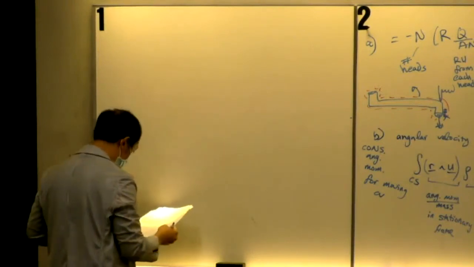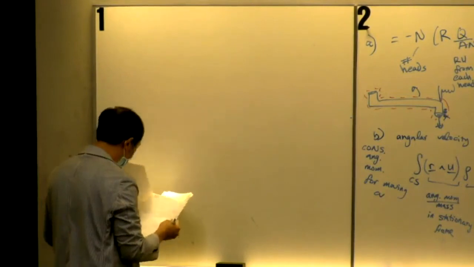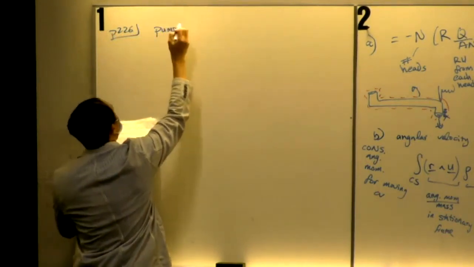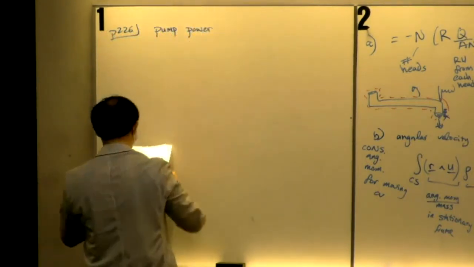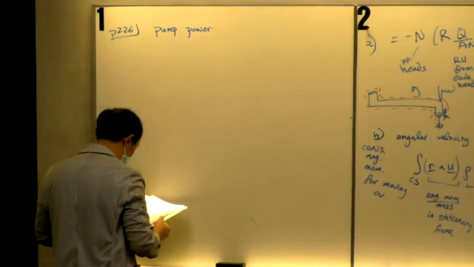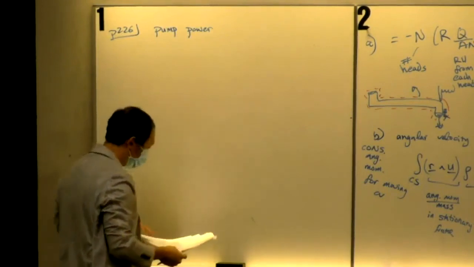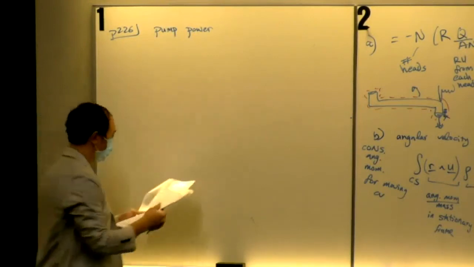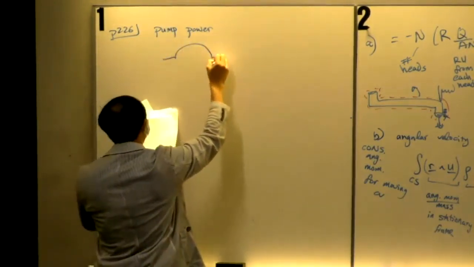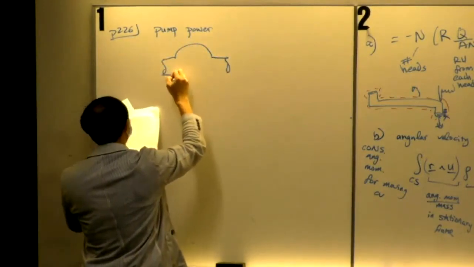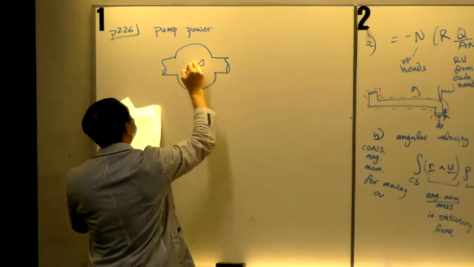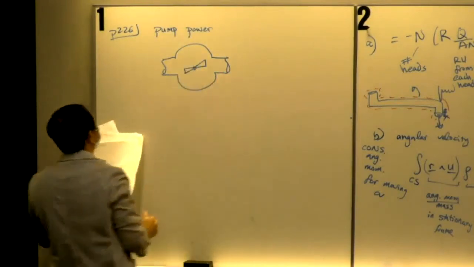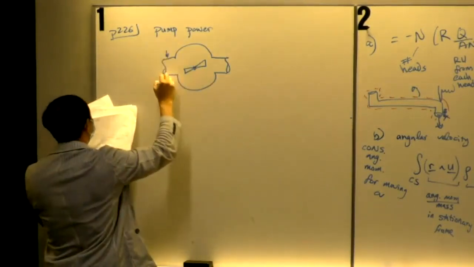This is page 226 from the book. That's pump power. All right, so this is the part of the course where you get into pumps and turbines. What they do is they add energy to the fluid. The pumps kind of look like this because they have this rotating turbine inside. This is supposed to be a turbine thing.